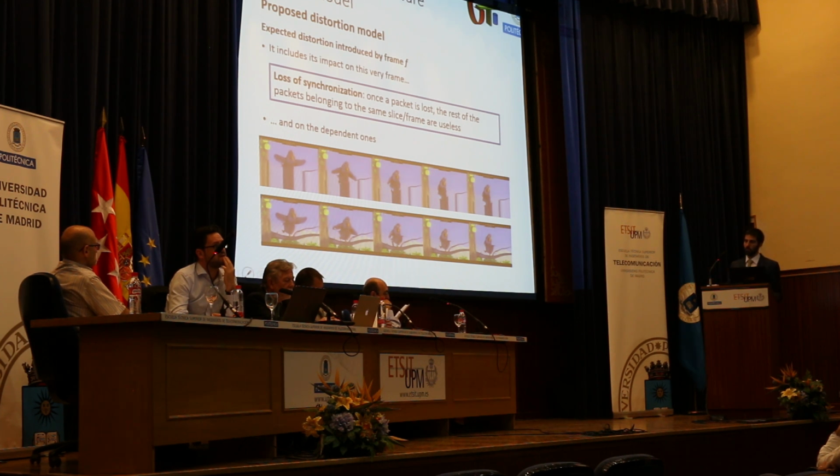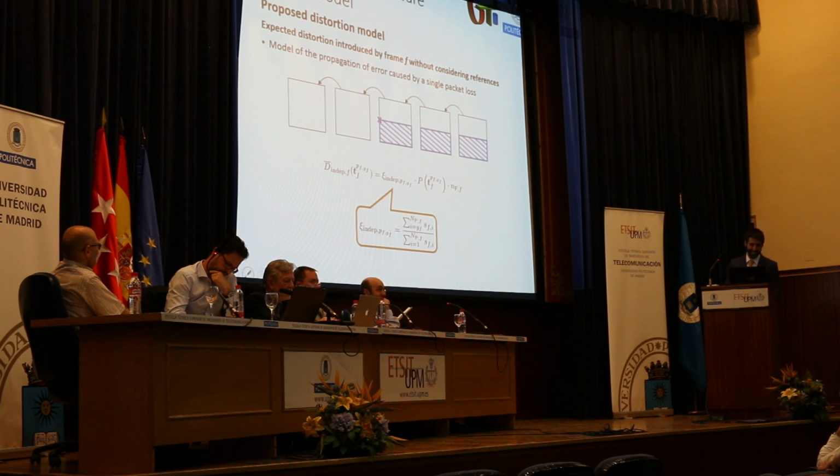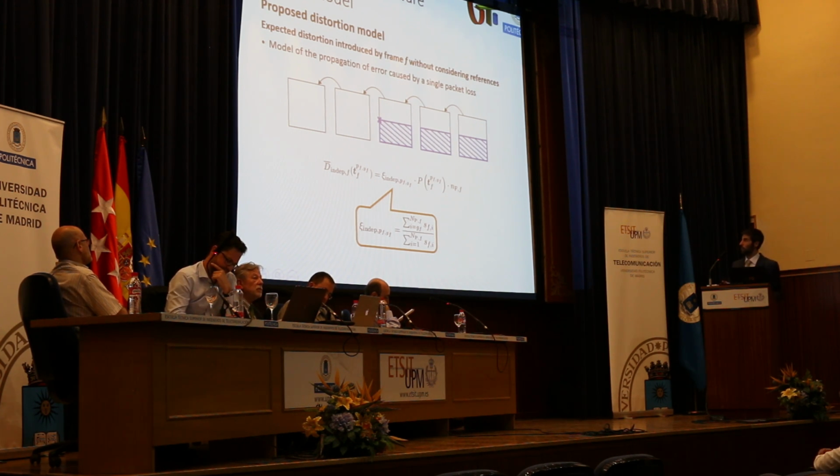Because of a loss in a reference frame, the number of affected pixels in dependent frames is more or less the same as the number of affected pixels in this first frame. So we will take these two effects into account to describe our distortion model. The expected distortion introduced by a frame results from adding up the expected distortion introduced by each of the packets that transport information that belongs to it.